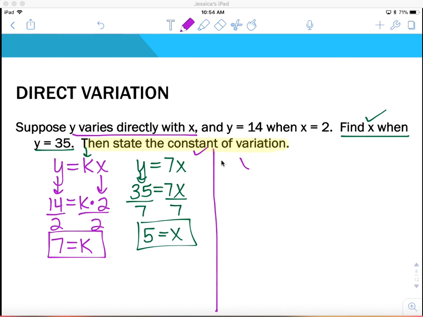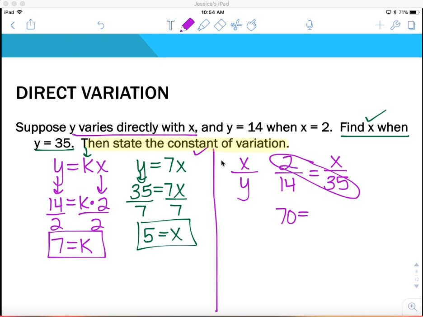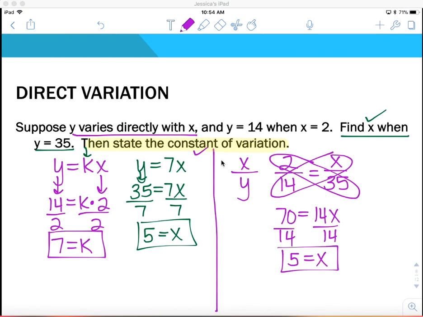So if I set this up with x over y, then when x is 2, y is 14, and then I'm trying to find x when y is 35. You did this back in middle school. So you can cross multiply. 2 times 35 is 70. 14 times x is 14x. And then when you divide, you get the same answer. x is 5. You can use either method when solving for x.